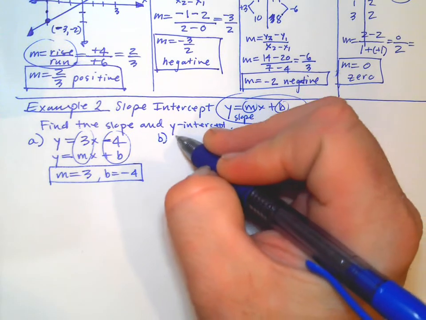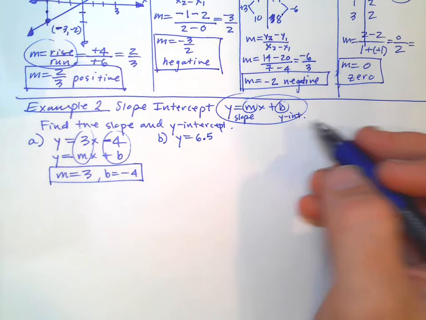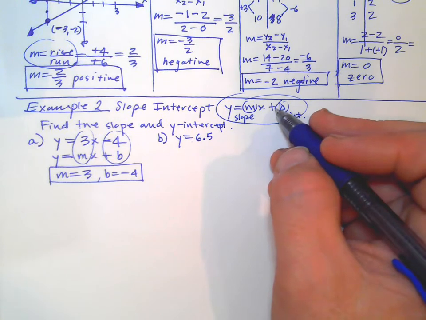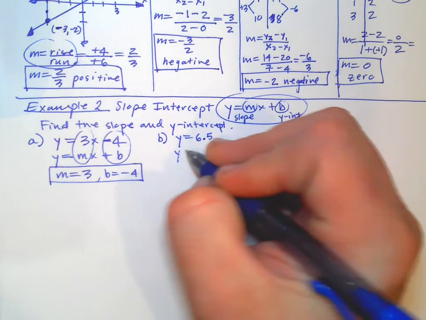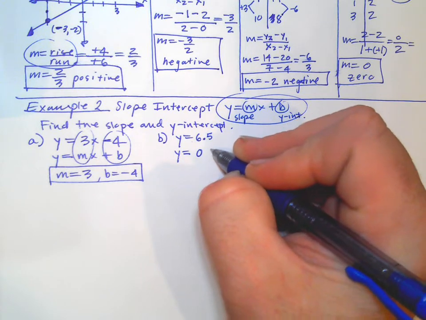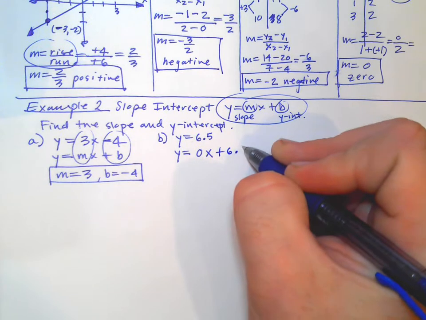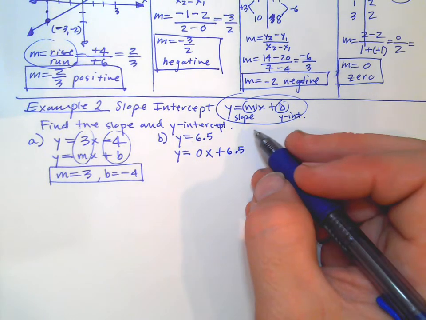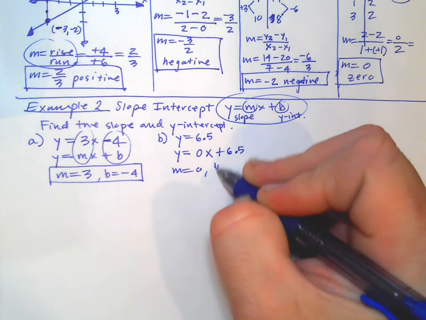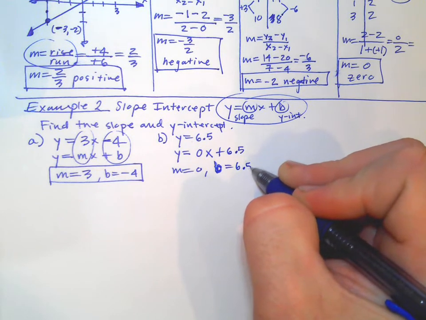Let's try another one. Make it a little more interesting. Y equals 6.5. Now, the goal is to write it like this: y equals mx plus b, some number times x. Well, there is no x. I don't know if you guys remember this from the previous section. Well, that's the same as 0x, right? If there's no x's, that's 0x, plus 6.5 is the number over here. So your slope is 0, and your y-intercept, which we often call b, is 6.5.